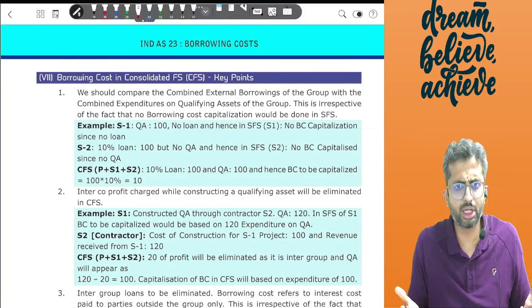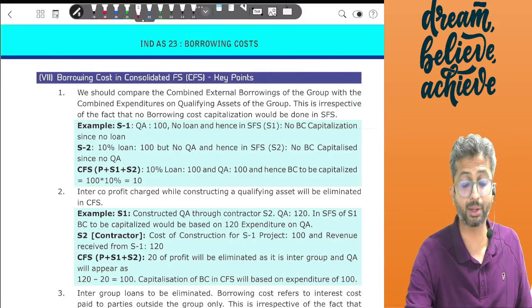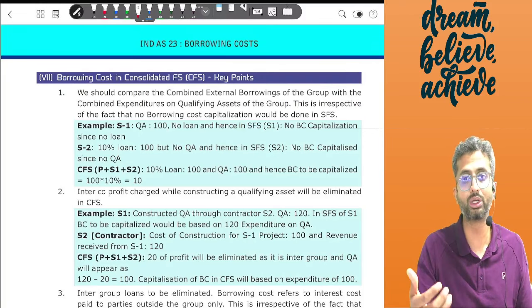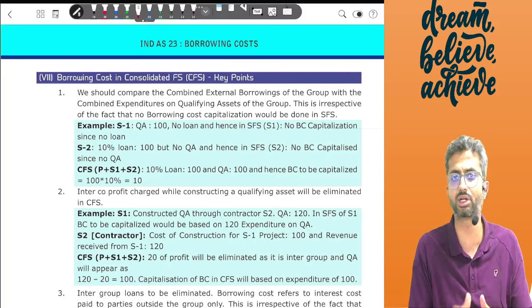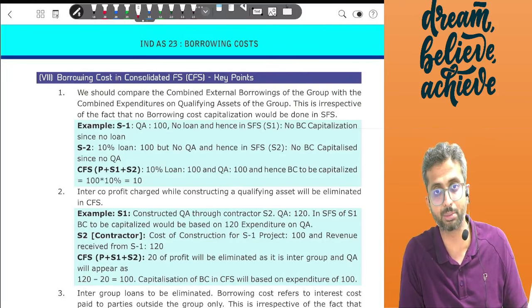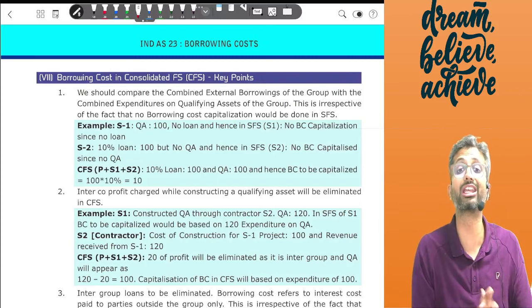Now, in my parent company's books, there is no qualifying asset. However, in the subsidiary's books, it has taken an 8% loan from the parent, and that loan it has used for the purpose of construction of a qualifying asset. So in the subsidiary's SFS, it will capitalize interest at the rate of 8%. However, when I do CFS, the 8% loan given and 8% loan taken eliminates.